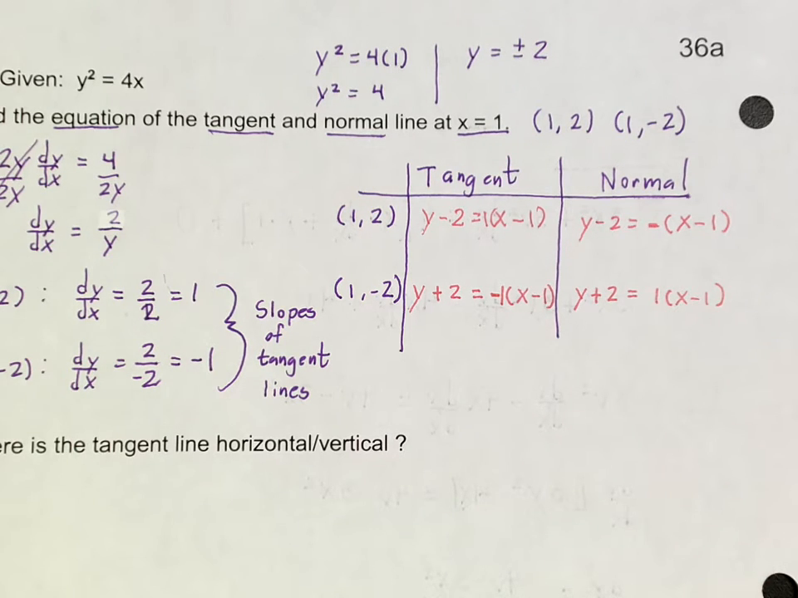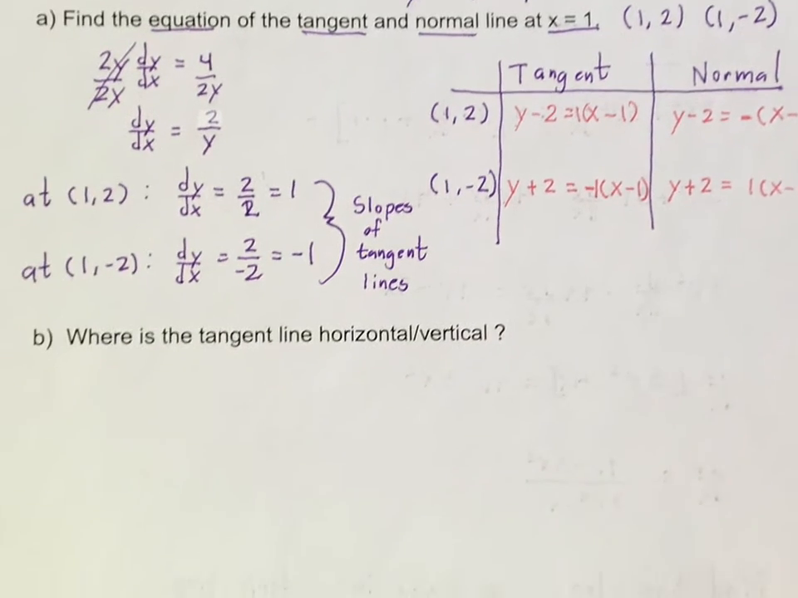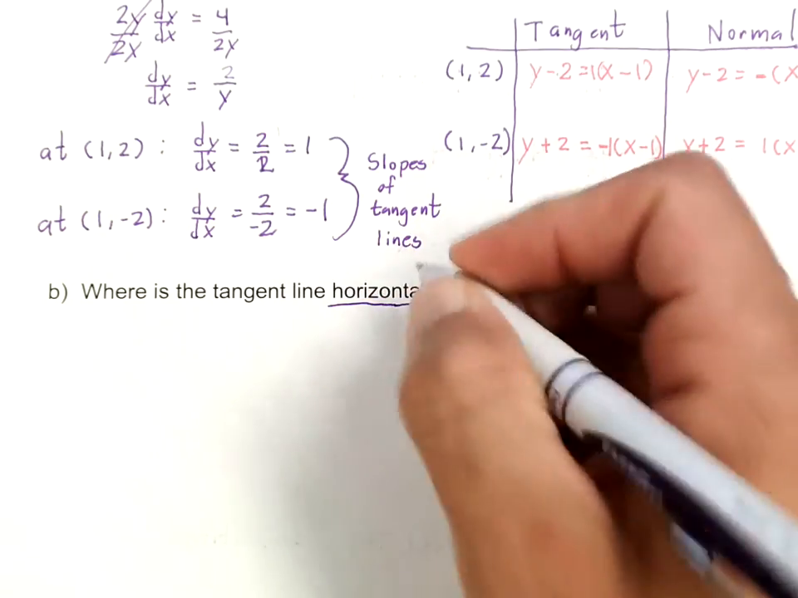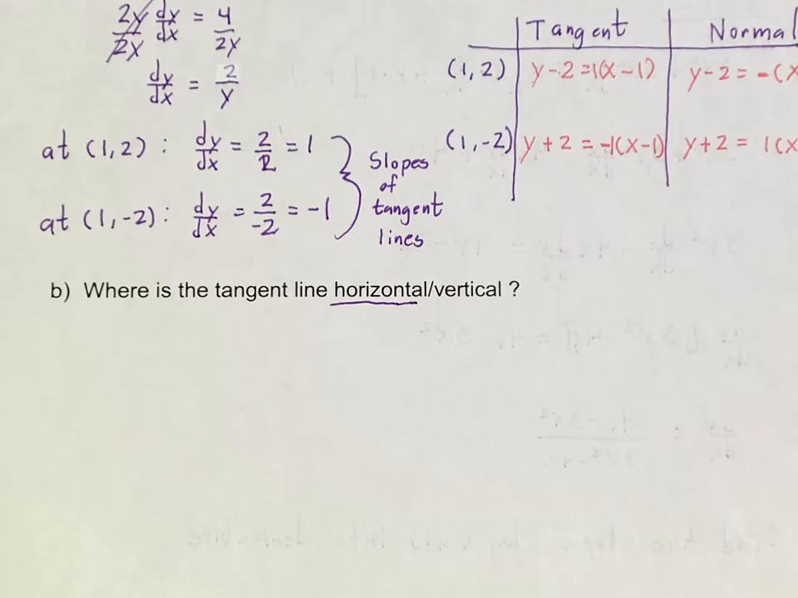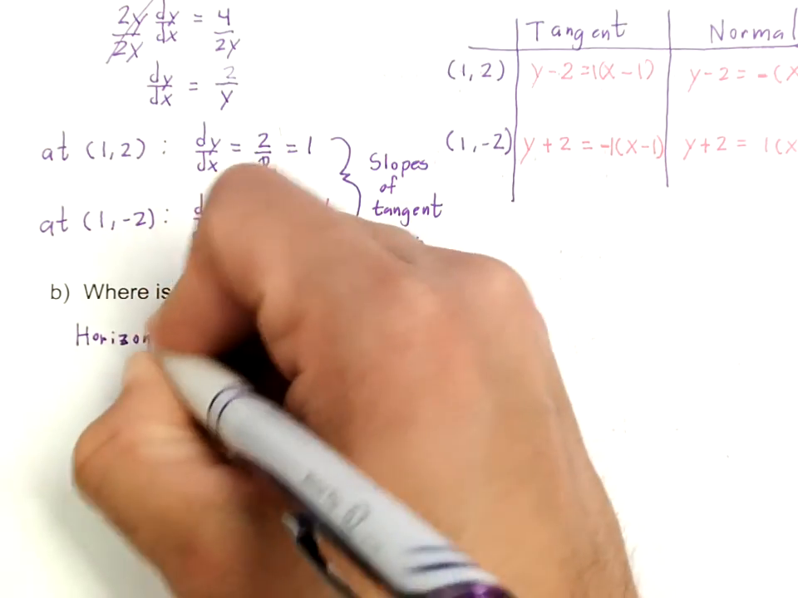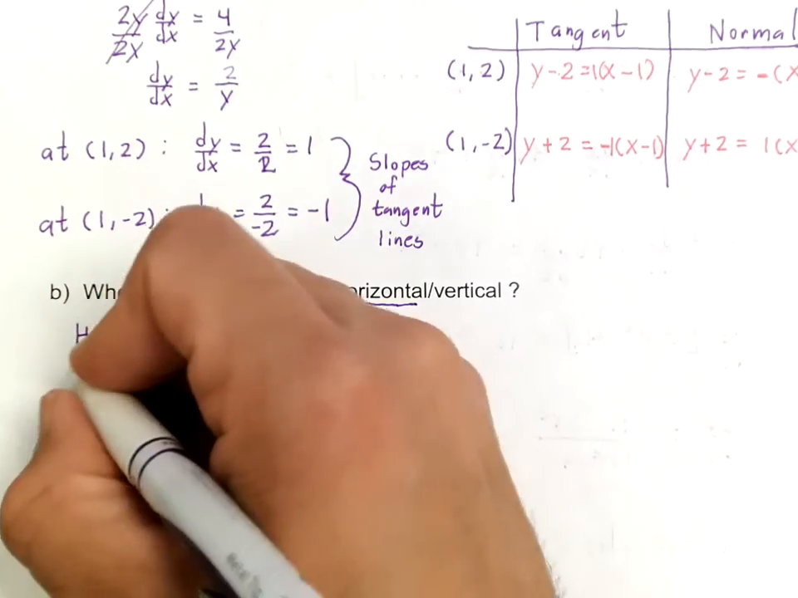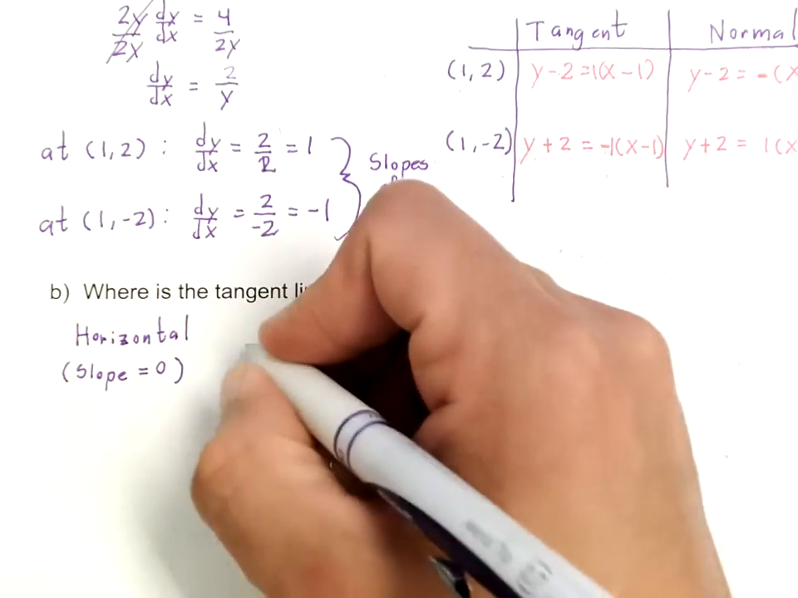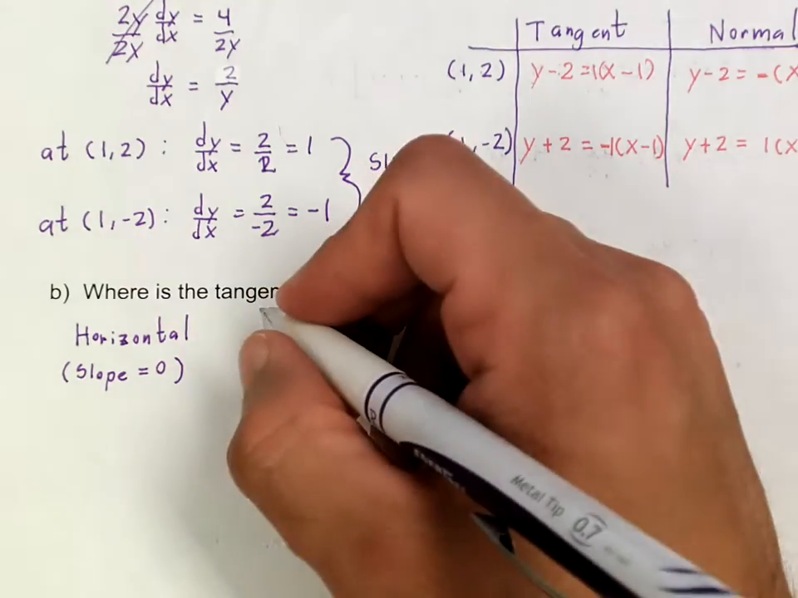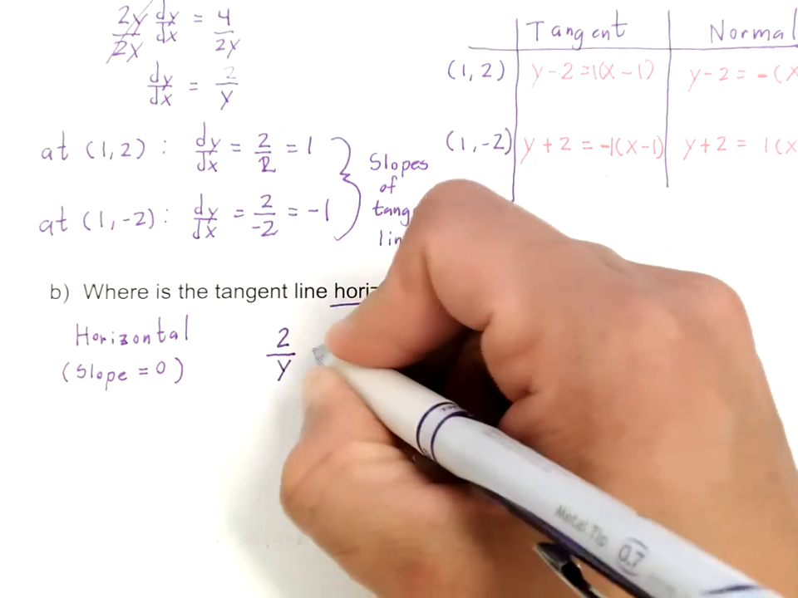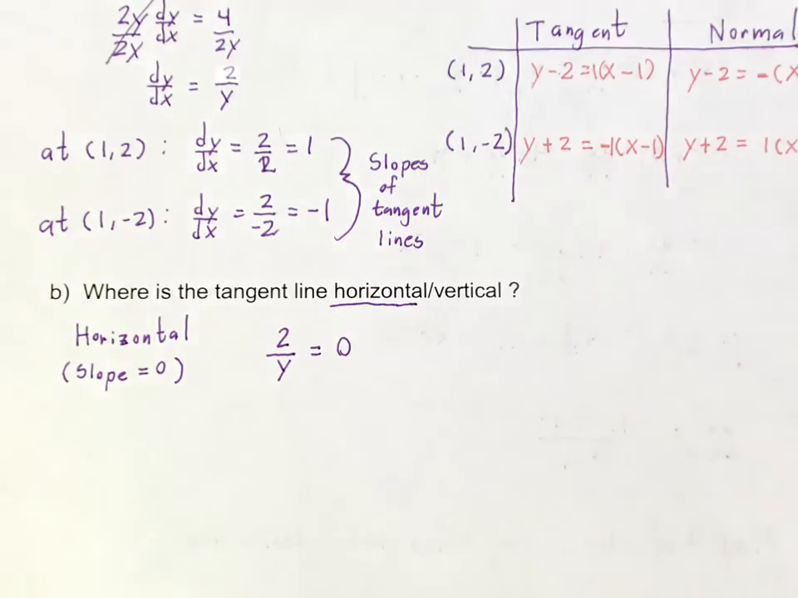Let's go ahead and go to the next part, because I think this is a part that could get a little confusing. It says, where is the tangent line horizontal? We can answer that. We know that the tangent line is horizontal where the slope is equal to 0. So remember, if we have a horizontal tangent line, that means the slope is 0. So what we're going to do here is set our derivative, which was 2 over y, equal to 0, and then solve.